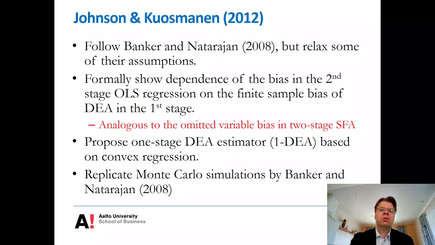And to demonstrate, we also replicate these Monte Carlo simulations by Banker and Natarajan, and I'll come back to that shortly. So our remedy to all this problem is actually to not do it in two stages, but go to one-stage estimation, similar to the SFA literature, where one-stage estimation is the usual standard practice in the maximum likelihood estimation of the stochastic frontier model with the Z variables. So we want to do the same thing also in DEA.